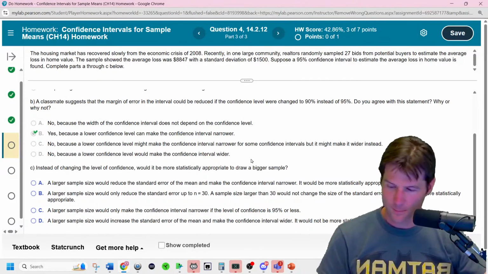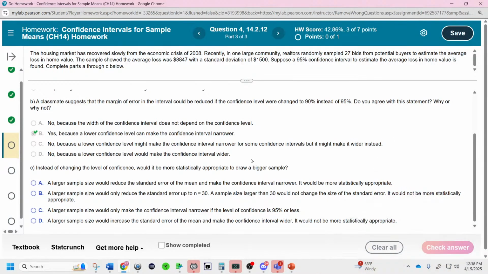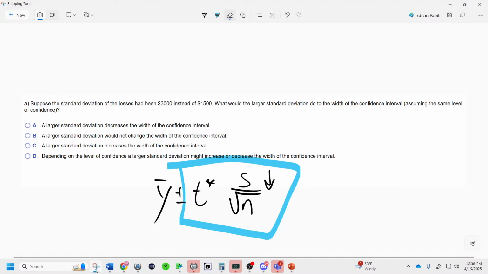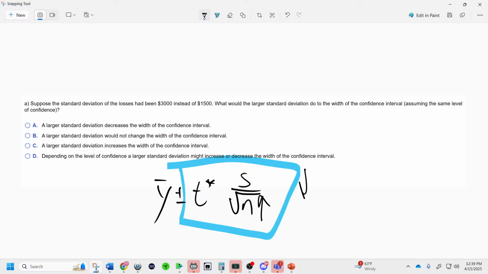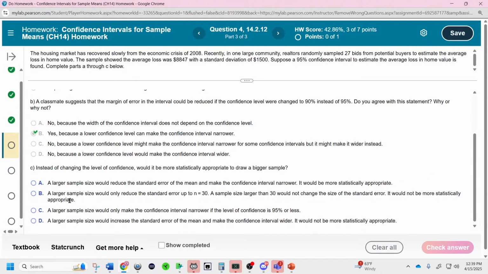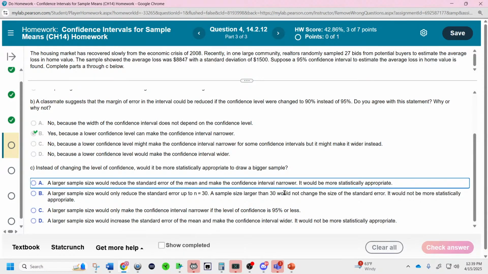I keep reversing it. Instead of changing the confidence level, would it be more statistically appropriate to draw a bigger sample? Yeah, because if you get a bigger sample, it will decrease the margin of error. Because if you increase this, margin of error goes down. So that's a better idea. You bet. A larger sample would reduce the standard error of the mean, making the interval more narrow.